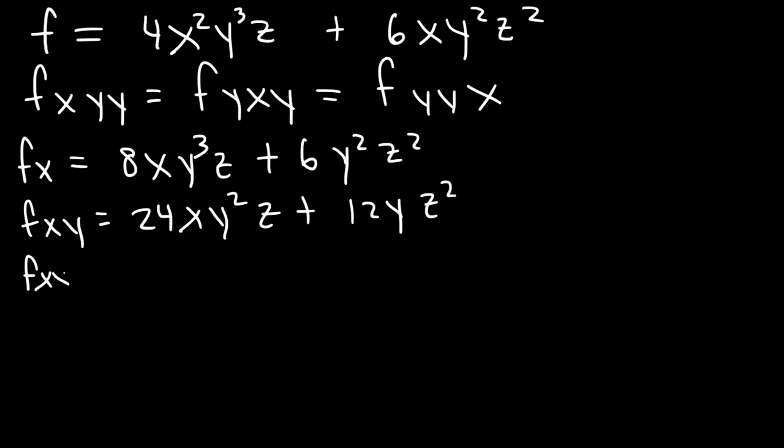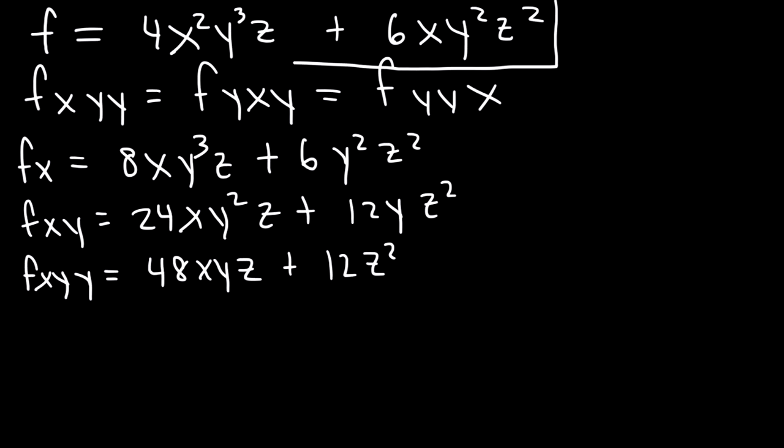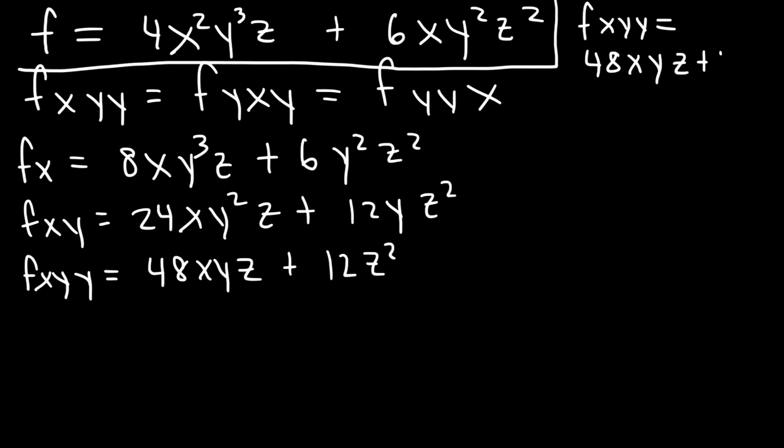Now let's differentiate it again with respect to y. So y squared becomes 2y times 24. So that's 48xyz. And the derivative of 12y is just 12. So let me write this somewhere. Let's just separate this. So fxyy is equal to 48xyz plus 12z squared. Let's just write that for reference. We'll compare it later.